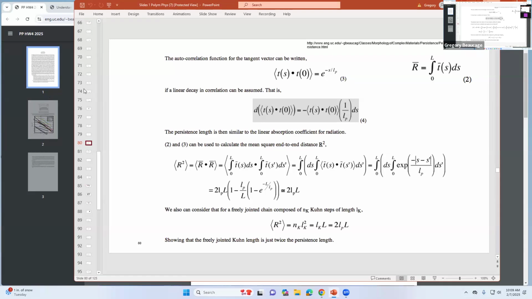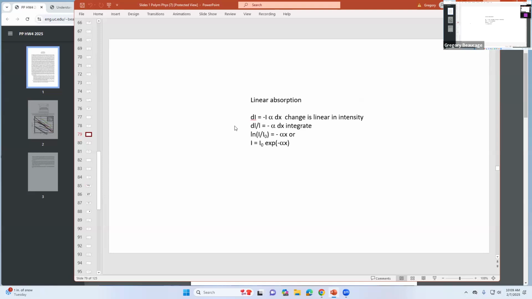It's the same as when you talk about linear absorption for light, like Beer's law. And that's the absorption coefficient alpha, which has units of 1 over length. So 1 over alpha is kind of a persistence length for the light passing through something, I guess you could say. It has the same units, length.